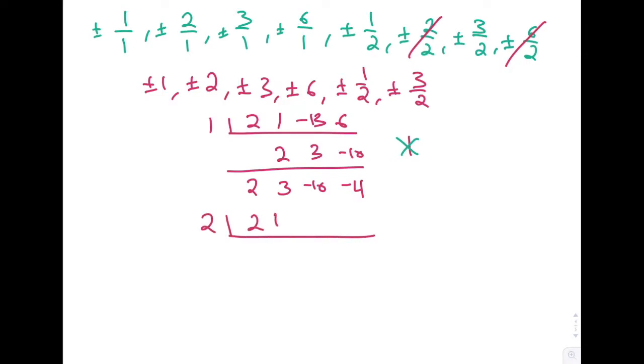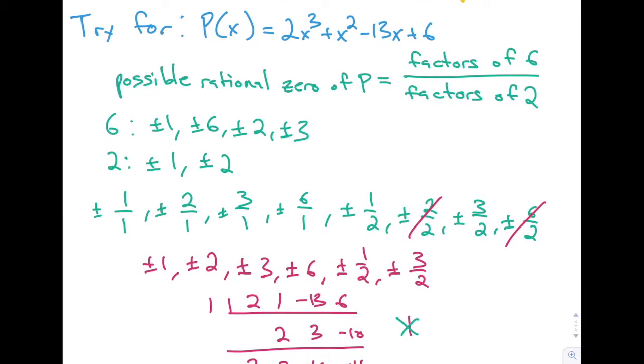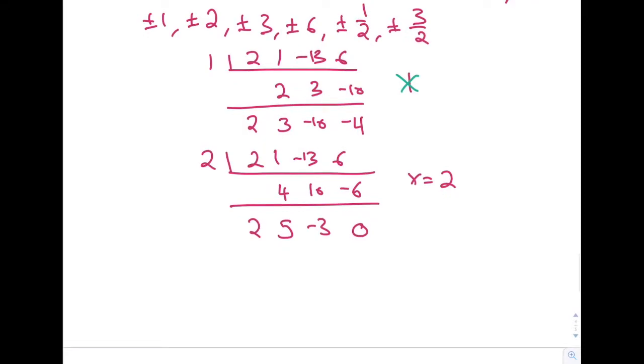Again we have 2, 1, negative 13, and 6. We drop down the 2. 2 times 2 is 4. 1 plus 4 is 5, 10, negative 3, negative 6, and 0. So this tells us that x equals 2 is a zero of the polynomial p of x equals 2x cubed plus x squared minus 13x plus 6. That leaves us with 2x squared plus 5x minus 3 times x minus 2, and that's p of x.